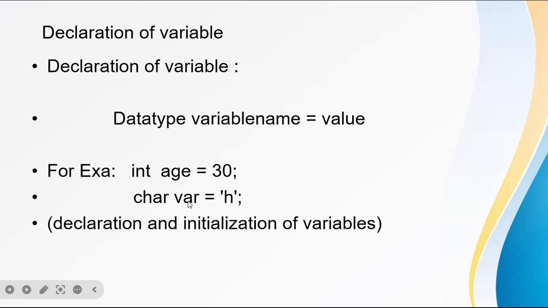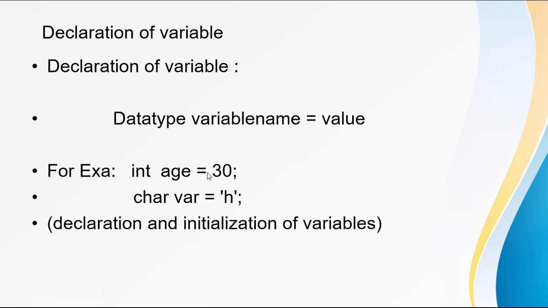Now if I want to store any other value, like a character, meaning a single character, say the single character h, then the data type will be char, the variable name is var, and the value is this, like that. So this is the declaration syntax of a variable. First we take the data type, then the variable name, equal to, which is the assignment operator, and 30.